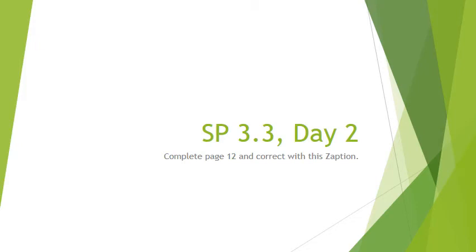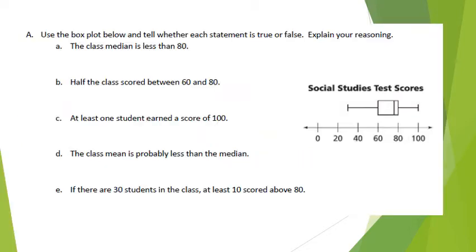For homework tonight, please complete page 12 and correct it with this section. Use the box plot below and tell whether each statement is true or false. Explain your reasoning. The class median is less than 80.